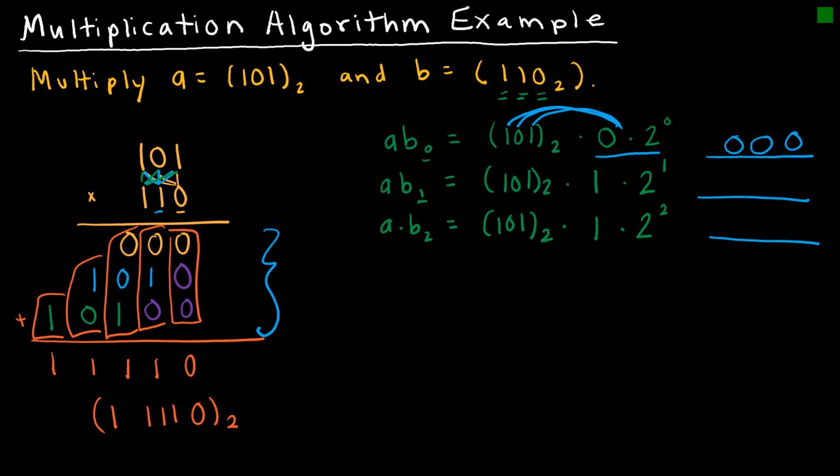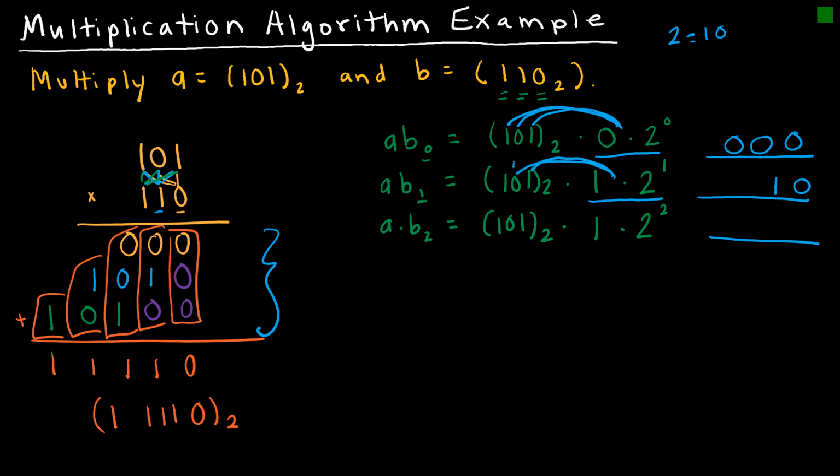Then I'm going to, on the next one, take 1 times 2 to the first, which is 2. I'm going to take 2 times 1, and 2 times 1 is 2, but remember in base 2, 2 is equal to 1, 0. And so that's going to give me a 0 here with a carry of 1. And then I'm going to take 2 times 0, which is 0, and add that 1 that I carried.